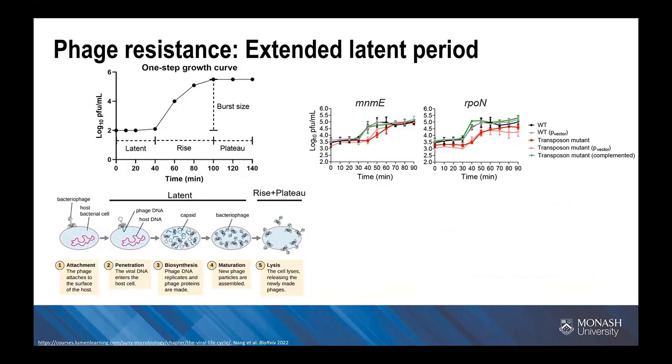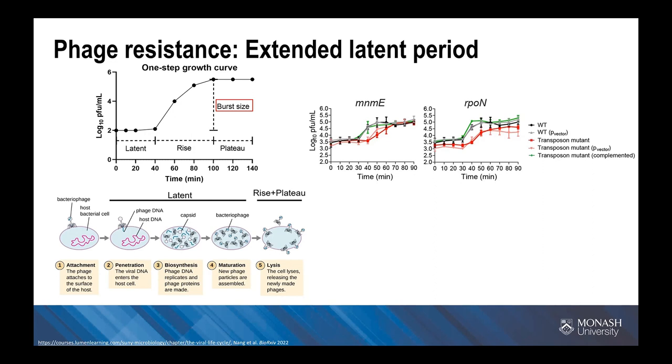The one-step growth curve is a concept commonly used to describe the replication cycle of a virus or phage in the host cells. Following attachment, the phage enters the latent phase, where it injects its DNA, leading to DNA replication and production of phage proteins, which are then assembled into new phage particles. As the bacteria lyse, phages are released into the surrounding environment, and this spans the rise and plateau period. The burst size refers to the number of new phage particles released following each infection cycle.